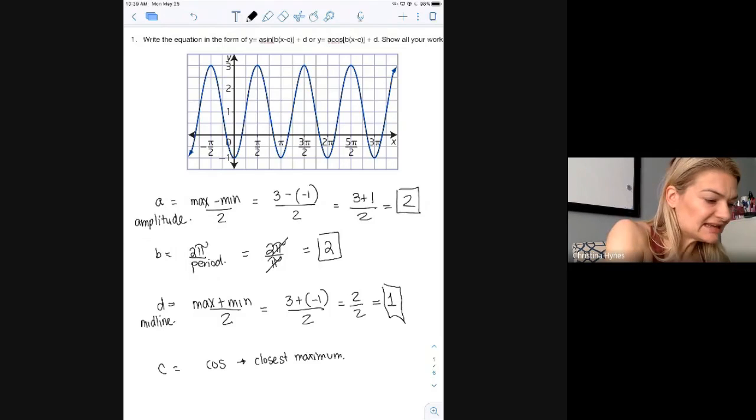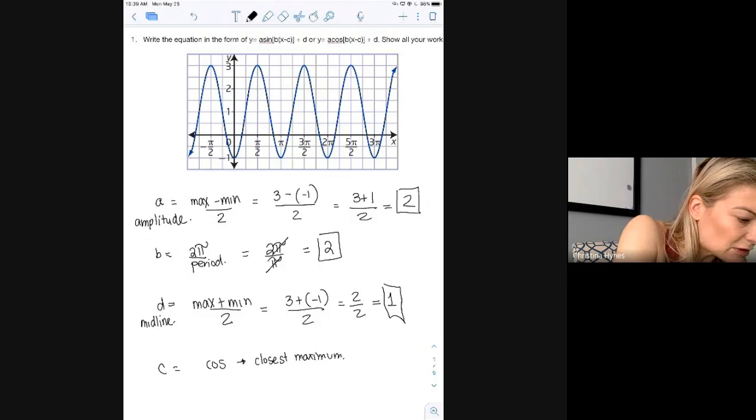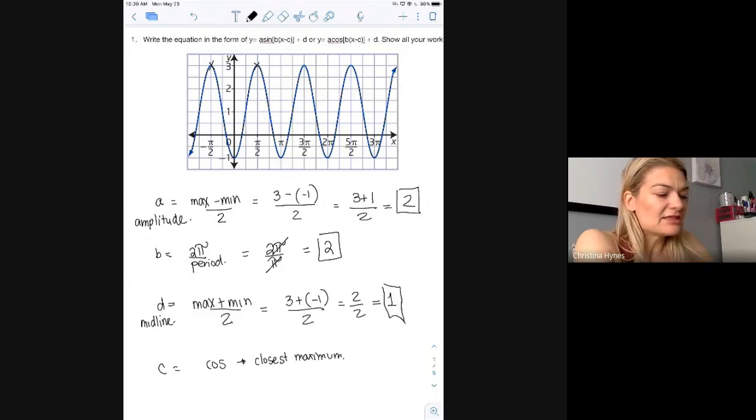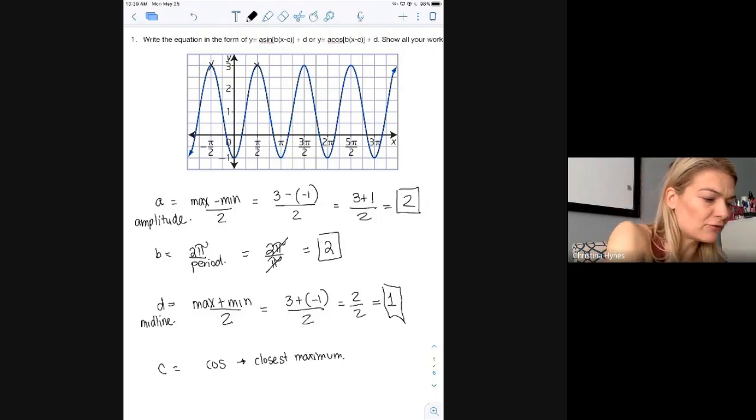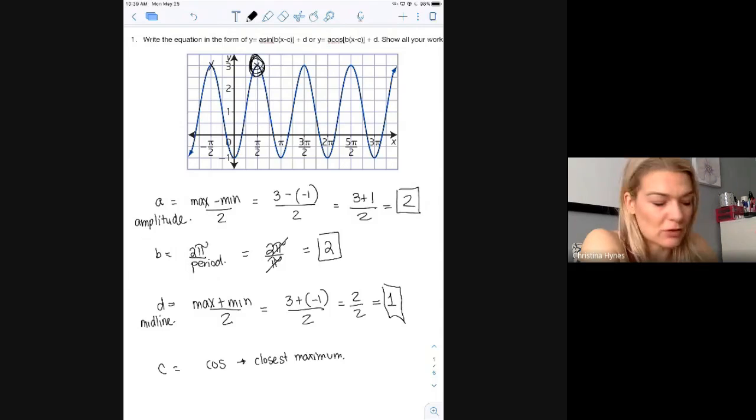As you can see, guys, I have two maximums. They're actually at the same distance. There's a maximum and there's a maximum. They're equally spaced away from your y-axis, so it really doesn't matter which one you use. So for example, let's say I chose this one. Let's say that one was the closest one.